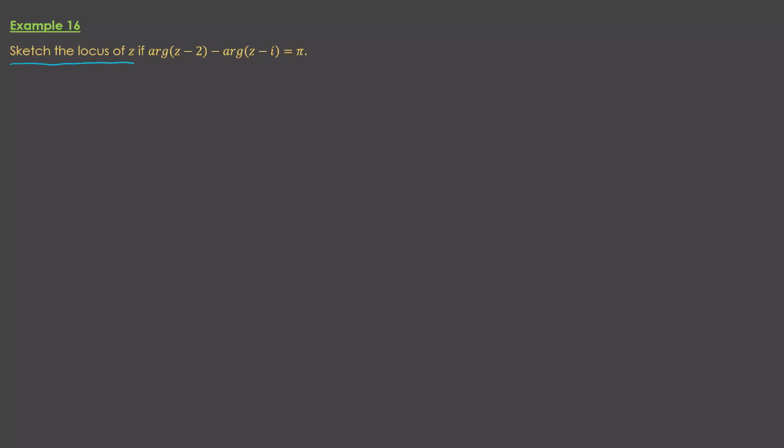Sketch the locus of z if arg(z − 2) − arg(z − i) = π. Now this will be the angle from the point (2, 0). This would be the angle from the point (0, 1). So let's have a look at what this might look like.